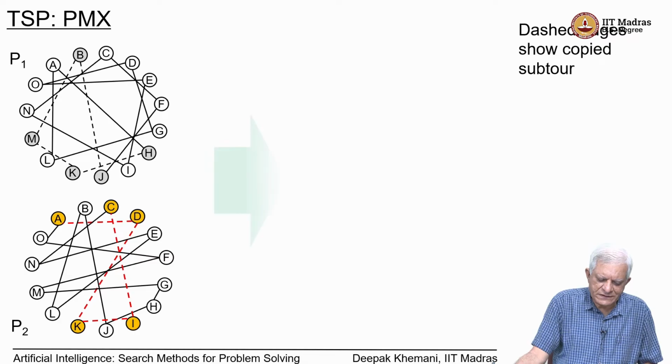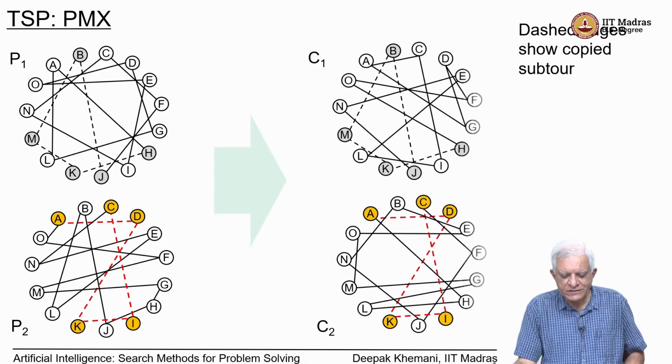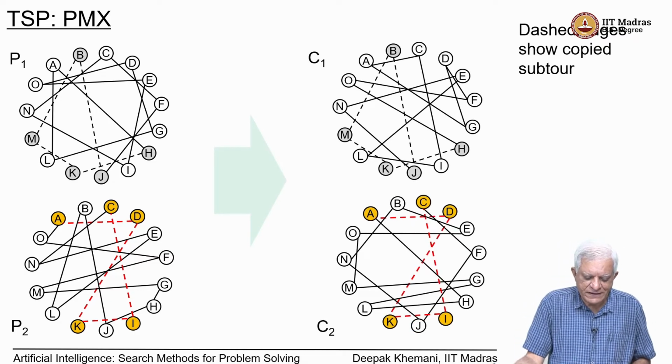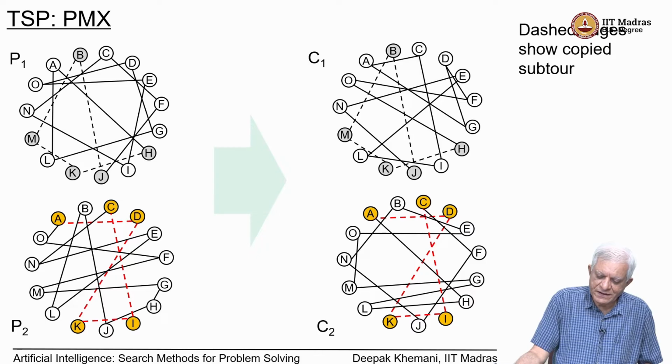this is how the tours look, where the dashed lines represent subtours which have been copied, the dashed and the shaded lines, and the other edges are new edges that have been added to the tour essentially.